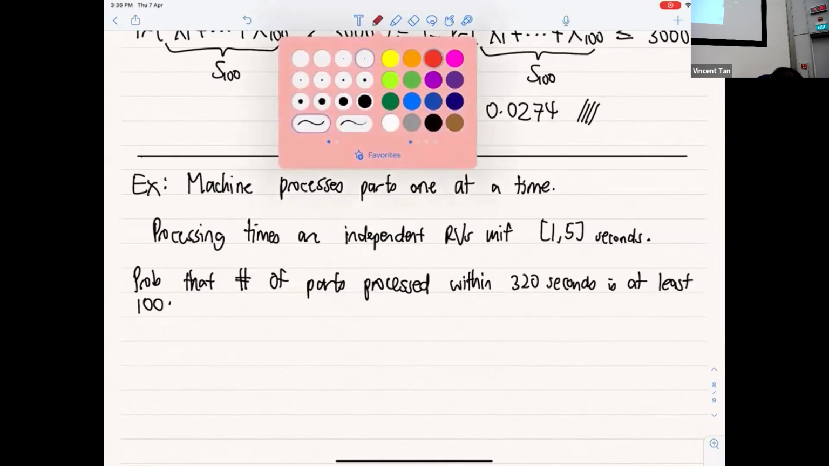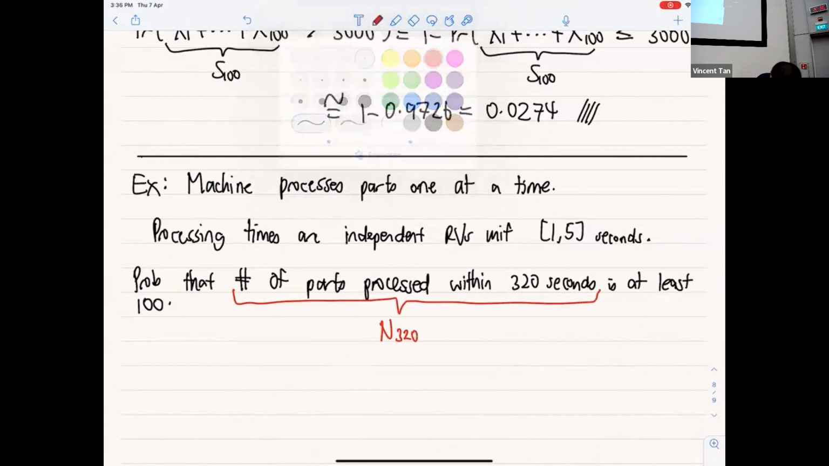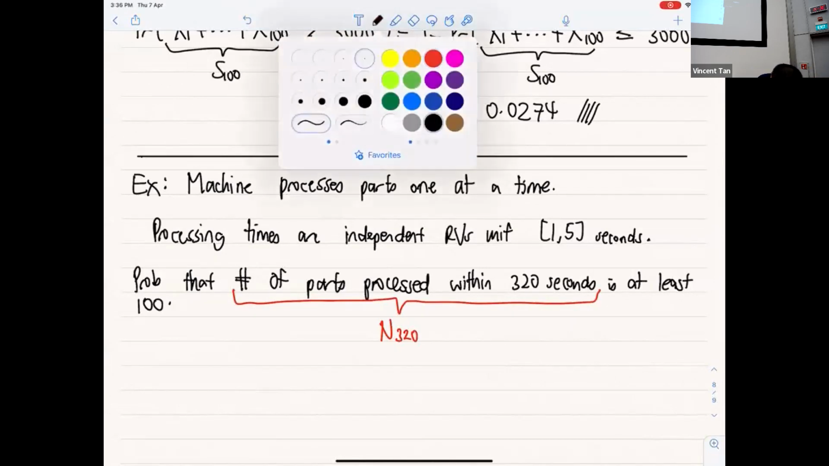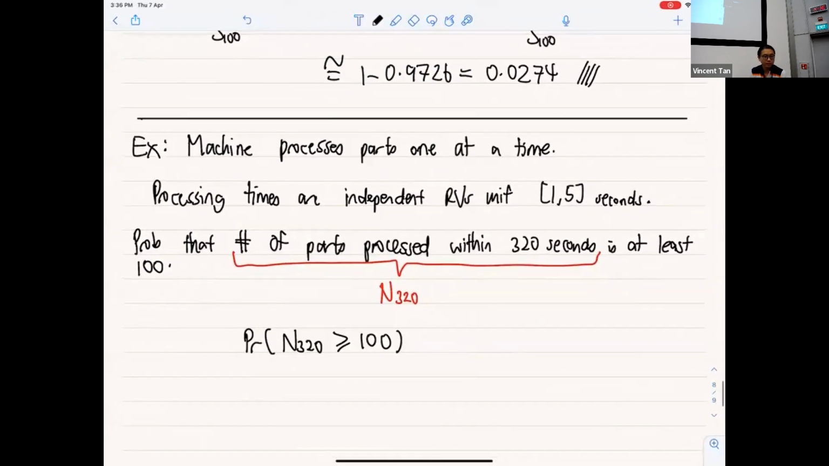So we're going to give this a name. The number of parts that are processed within 320 seconds, let's call this N320. So what we are interested in is actually this probability: the probability that the number of parts processed within 320 seconds is bigger than 100. This is a difficult example. It's non-trivial because you need some special thinking.